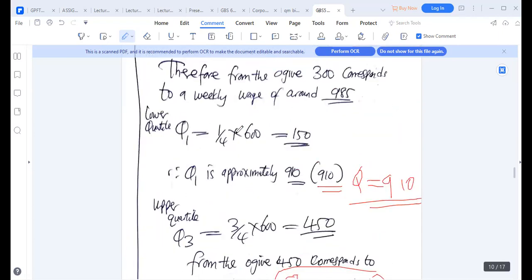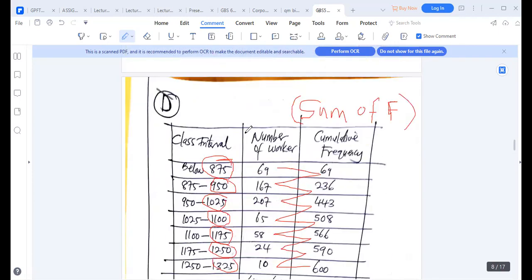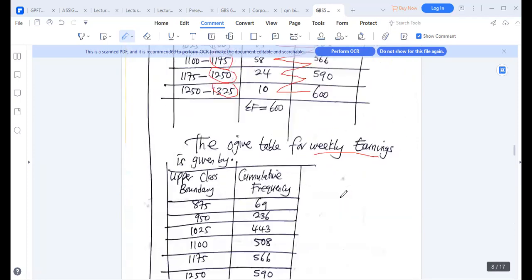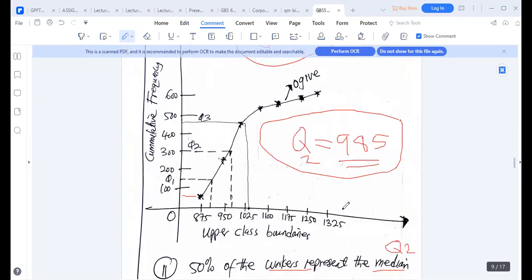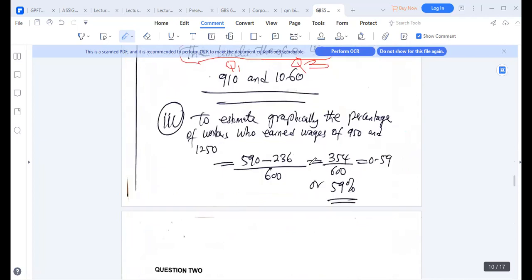From there, there's an aspect where we now estimate graphically the percentage of workers who earn wages between 950 and 1,250. How many were they? We estimate graphically the percentage of workers who earned between 950 and 1,250. So for 1,250, here we have 590.